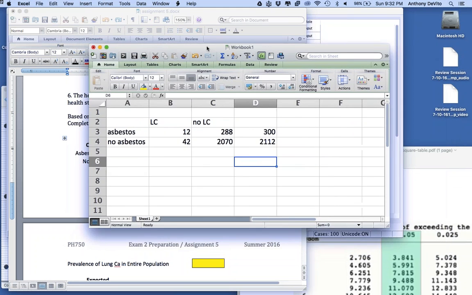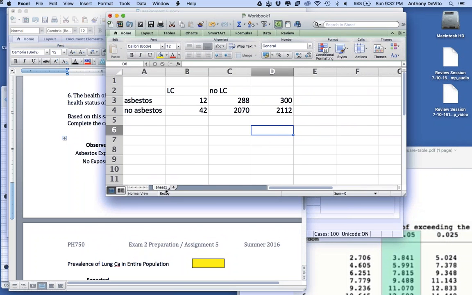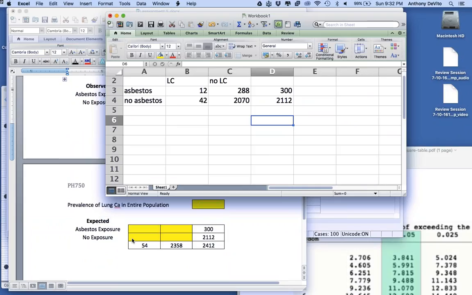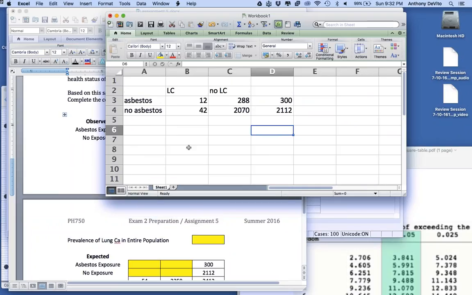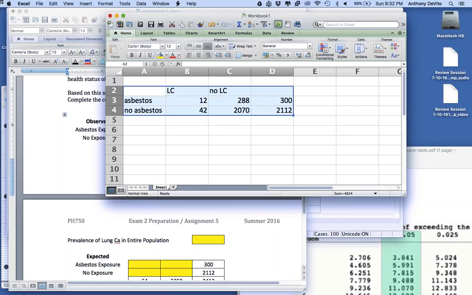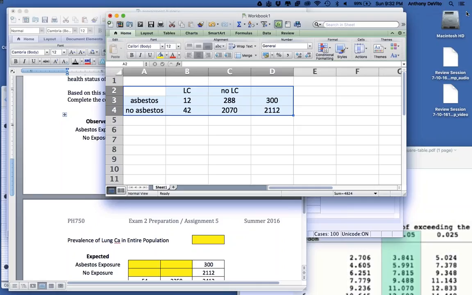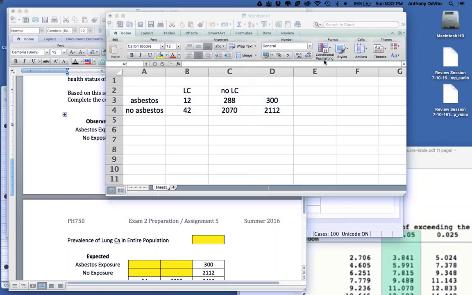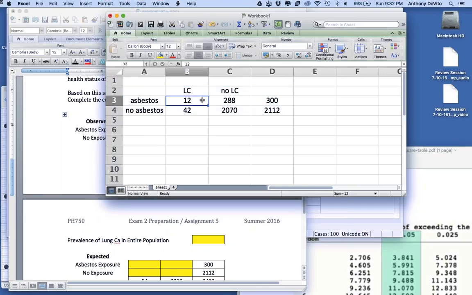Now, are these my expected values or my observed values? Let's start with that. Anybody want to tell me whether these are my expected values or my observed values? Right, these are my observed values. We actually saw 12 out of 300 people that got lung cancer.